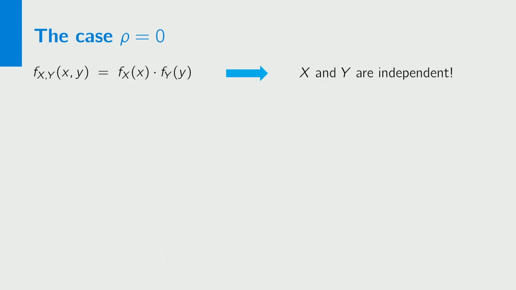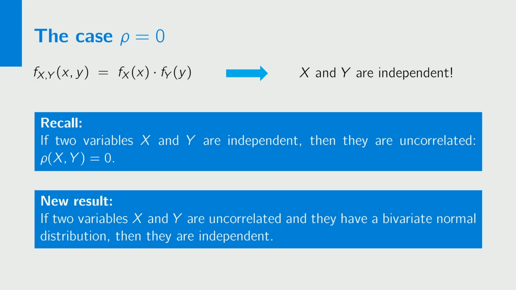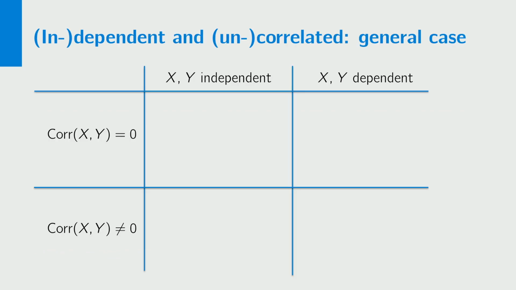You know what that factorization means. In the rho is 0 case, the two random variables are independent. Recall that if two random variables are independent, then their correlation coefficient is 0. We have just seen that the bivariate normal is special. The implication holds both ways. If two bivariately normal random variables are uncorrelated, then they are independent. I'll show you the combinations in this table.